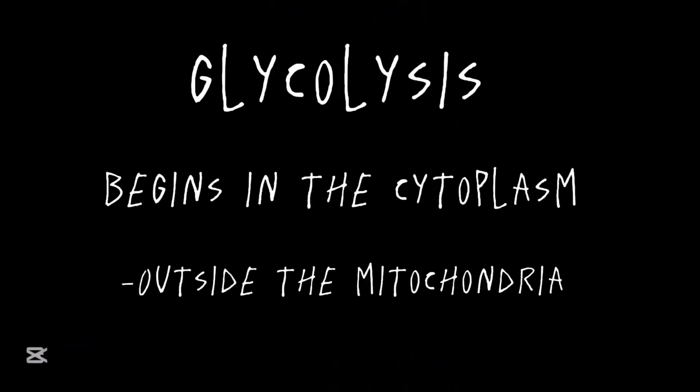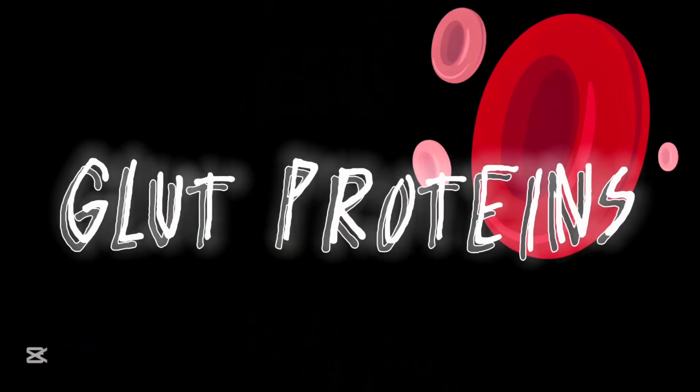But how? Glycolysis begins outside the mitochondria in the cytoplasm, with the first 5 steps being the energy investment phase, where glucose is used. Glucose that's taken from the food we eat enters the bloodstream, when glycoproteins, also known as glucose transporters, carry glucose into the cell to the cytoplasm.